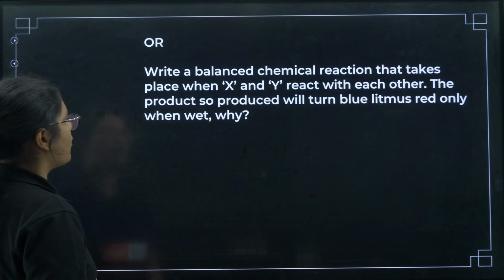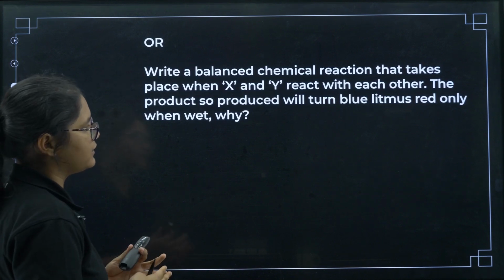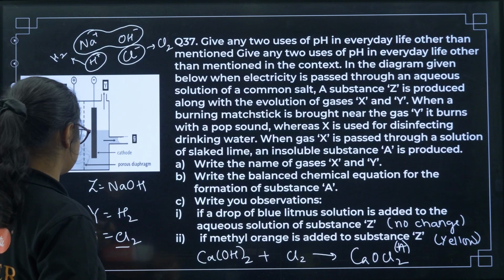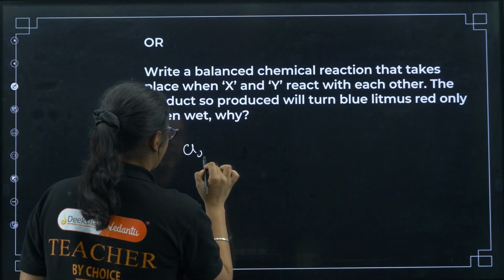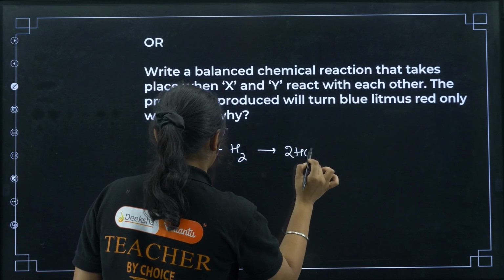Okay, now what is the OR part? Write a balanced chemical equation that takes place when X and Y react with each other. X and Y is what? If you see, X is your Cl2 and Y is your H2. So here you will get 2HCl as a product.